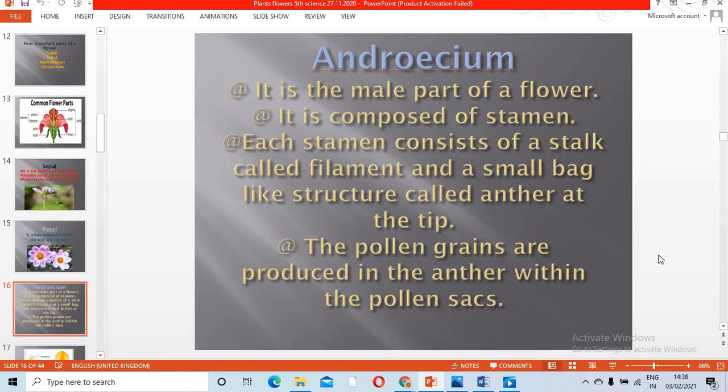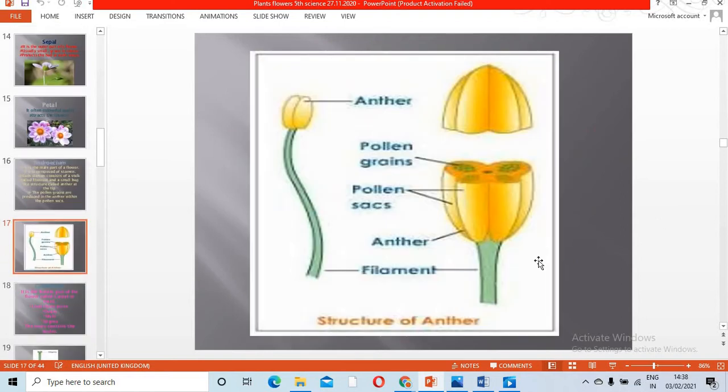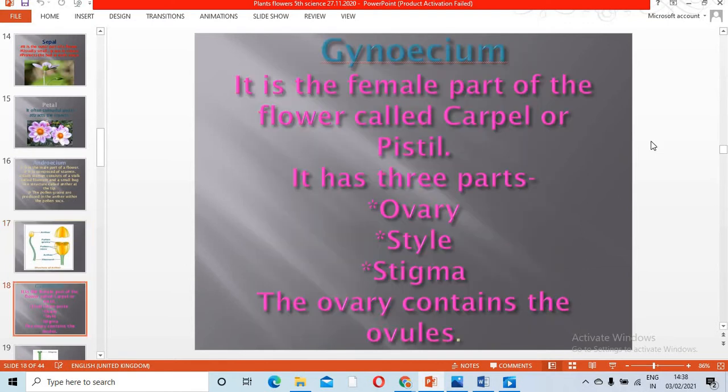They are nothing but the pollen grains. Okay, this is the picture showing you the anther and the filament. The anther can be split open and it is showing you the pollen grains. The dotted green area is the pollen grains. Next we will go to the gynoecium.